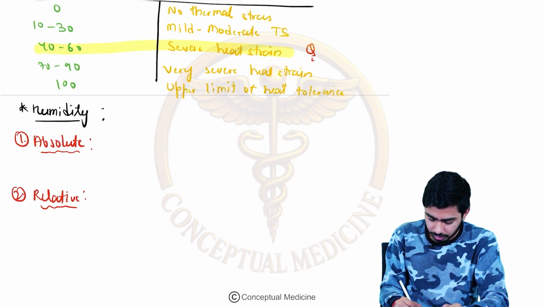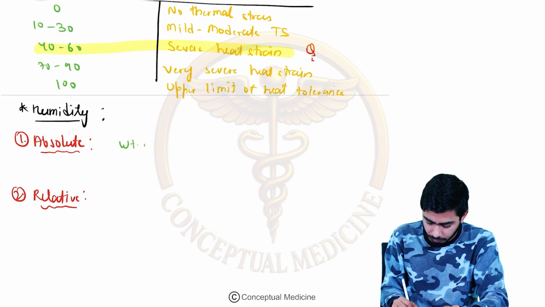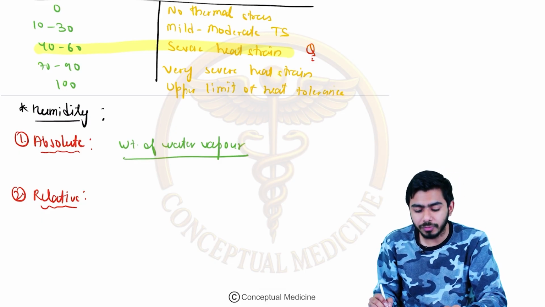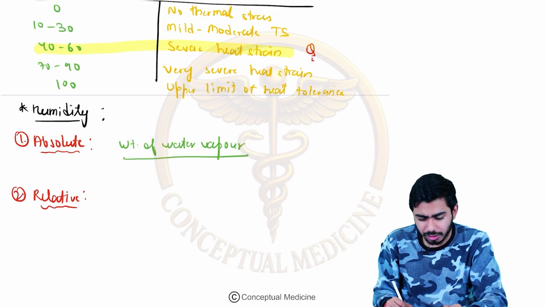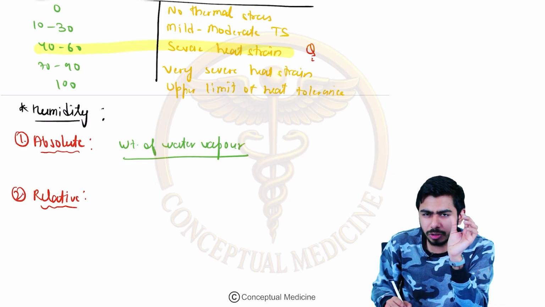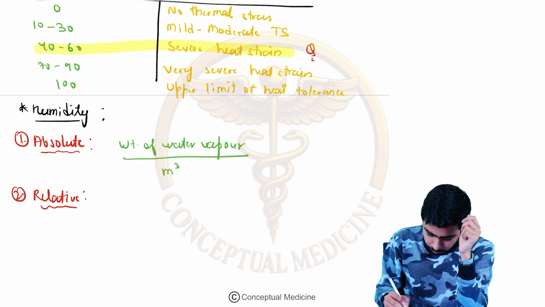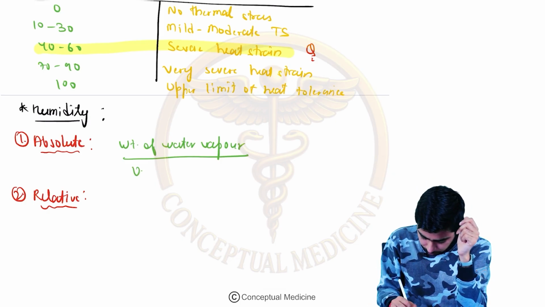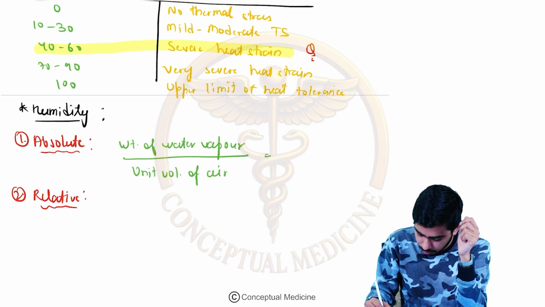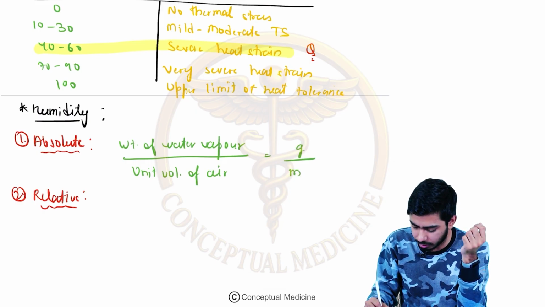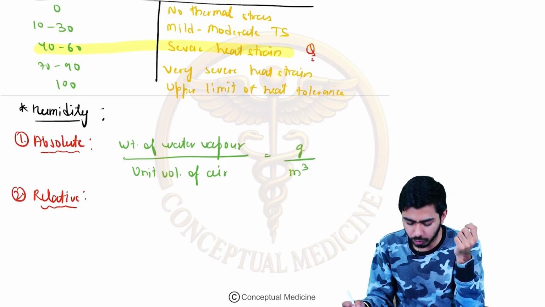The weight of water vapor in a unit volume of air. I shall write the unit volume of air as meter cube. If they ask us the unit, you should mention the weight of water vapor in grams, and volume as meter cube.